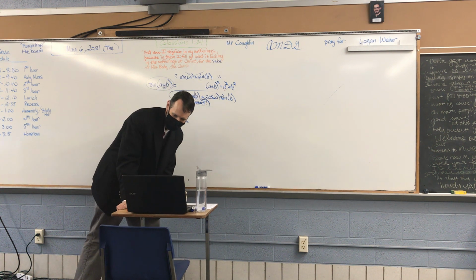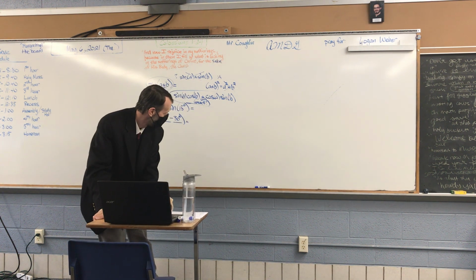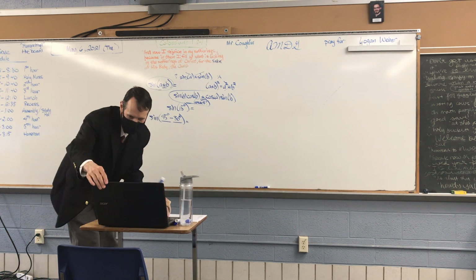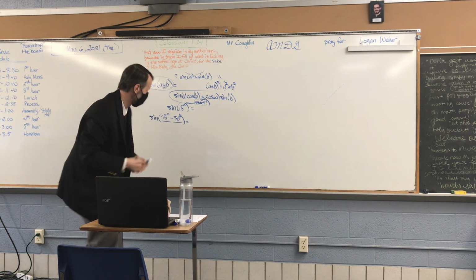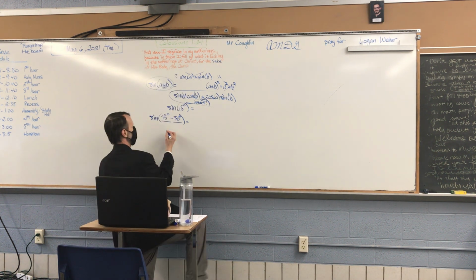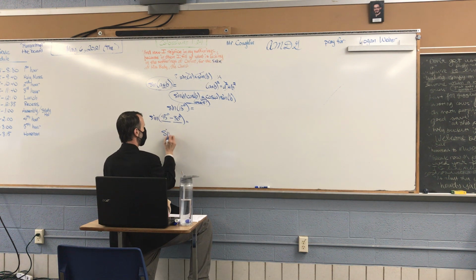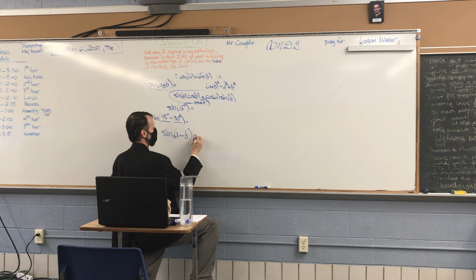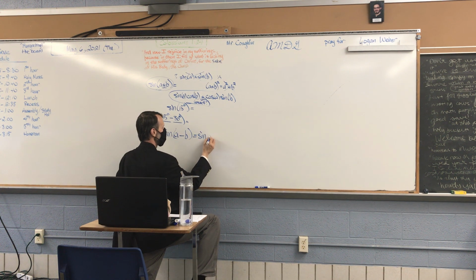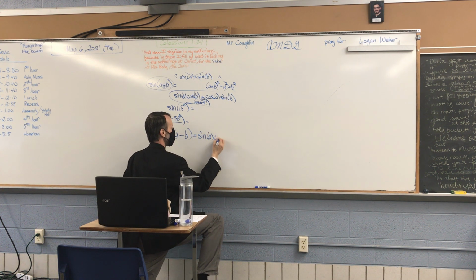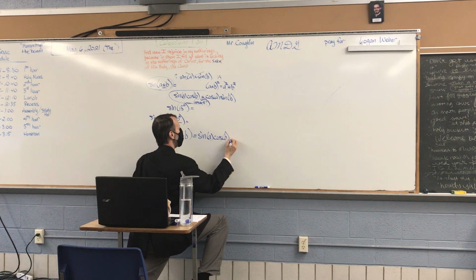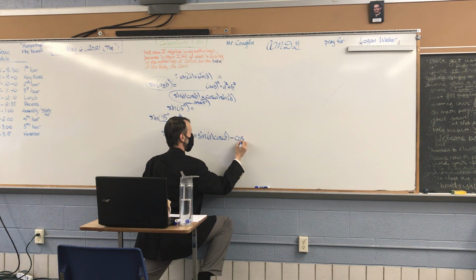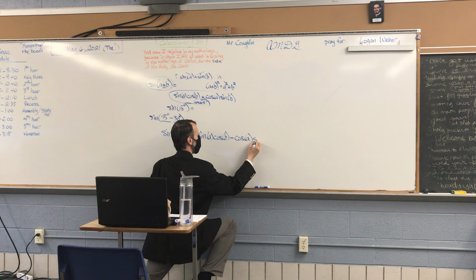Okay, well, that's going to be kind of doomed then. Let me write it bigger. Let me go down here. The sine of A minus B is equal to the sine of A cosine of B minus cosine of A sine of B.